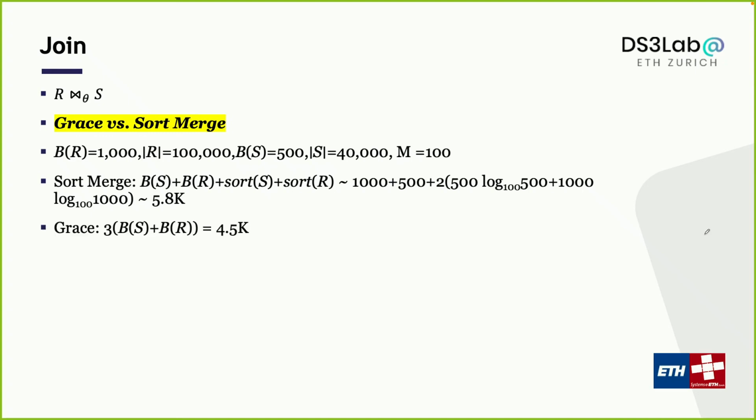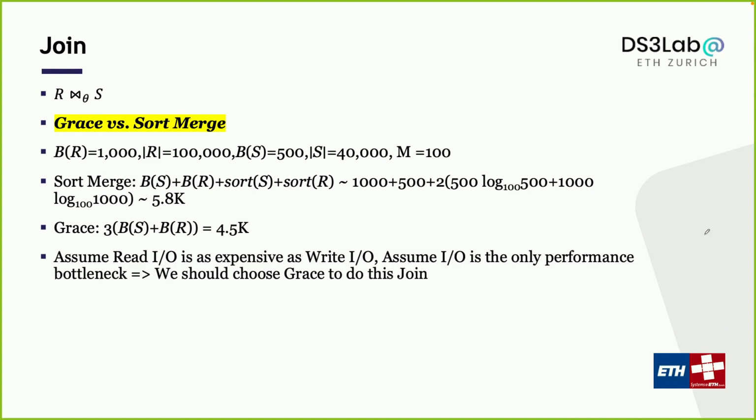If you do the Grace hash join, right, we are talking about, yeah, like 3 times how big your data is, right? So like 4,500 kind of I/Os. So if you assume nothing, okay, if all you want to do is to join these two things, and if you only care about the I/O cost, you should use the Grace hash join, right?